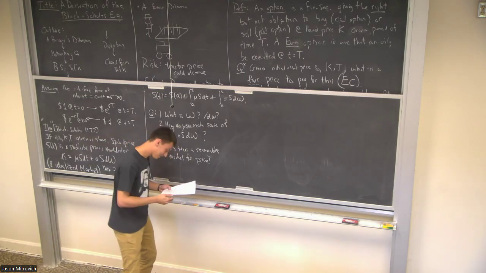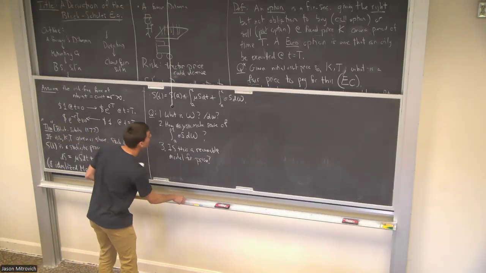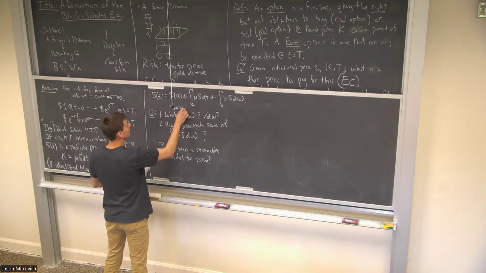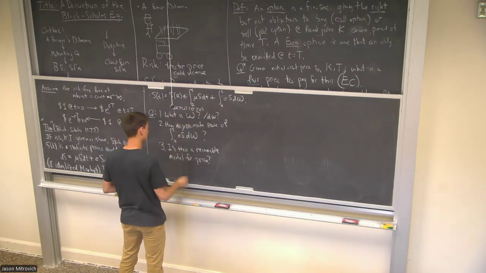So is this mu a number? Yeah, so at least for now, that's a good question. So we're taking mu to be a positive number, constant, and sigma will also be a non-zero constant.